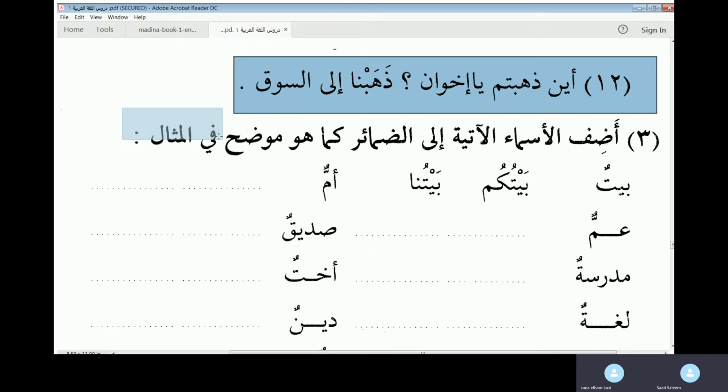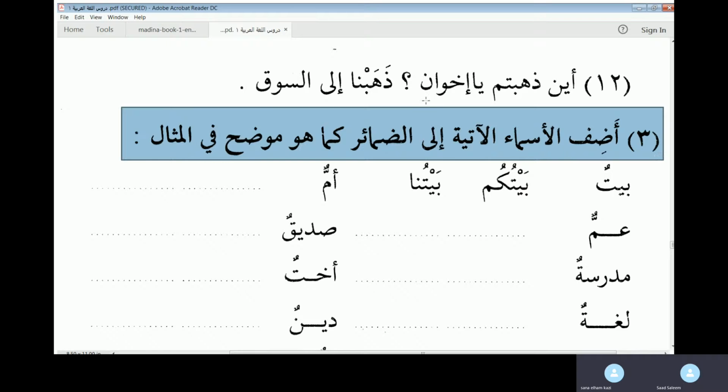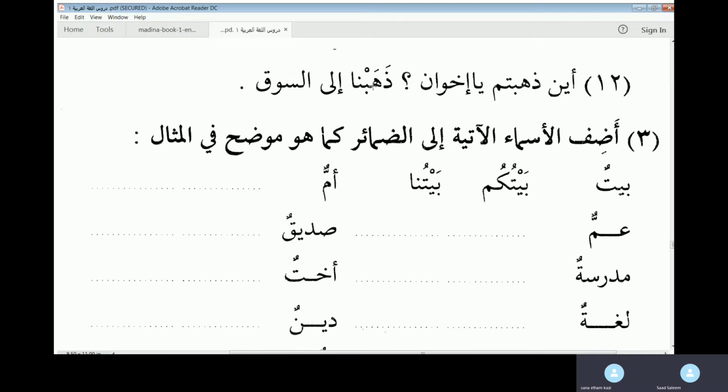If it is not noon alif and just noon, then it is dhahabna, all the women went. Dhahabna, they all females went. Oh. And in this we have alif, so dhahabna means we all went.